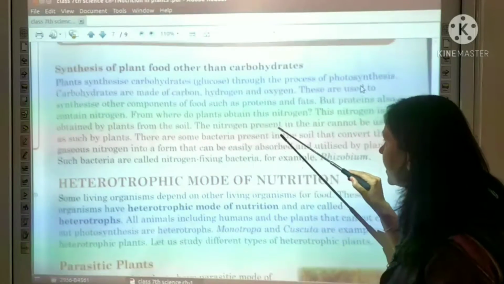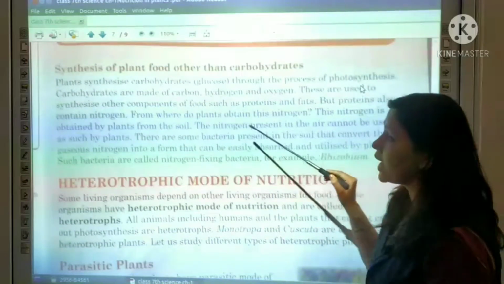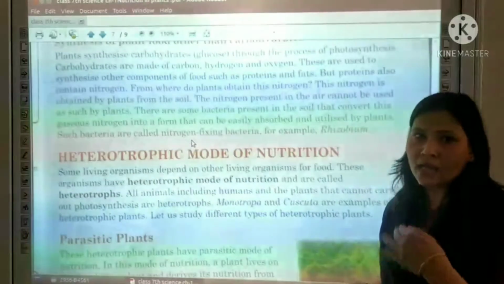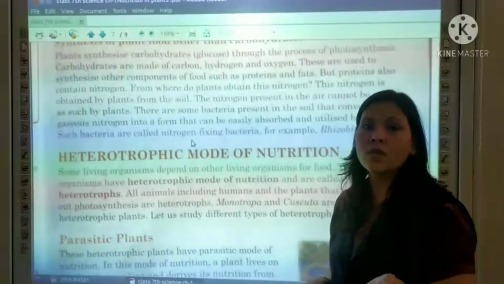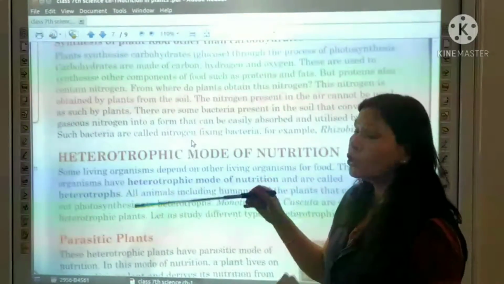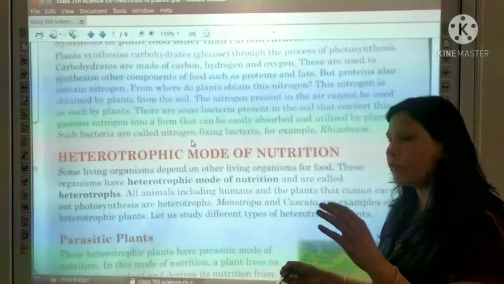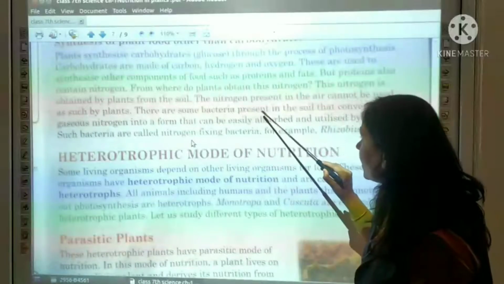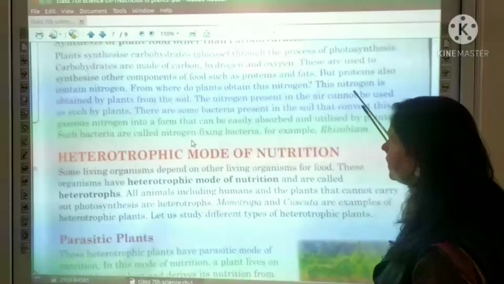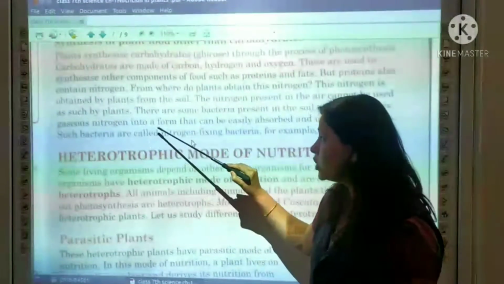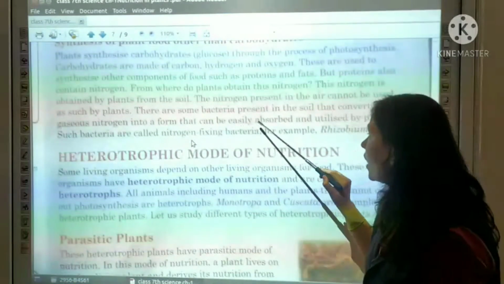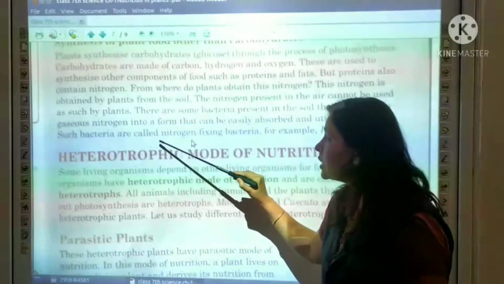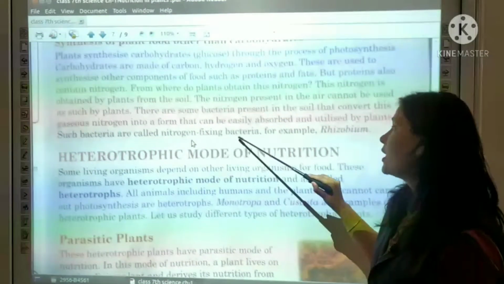The nitrogen present in the air cannot be used as such by plants. Plants cannot consume or use nitrogen as it is, so it has to be changed, then we use it. There are some bacteria present in the soil that convert this gaseous nitrogen into a form that can be easily absorbed and utilized by plants. Such bacteria are called nitrogen fixing bacteria.